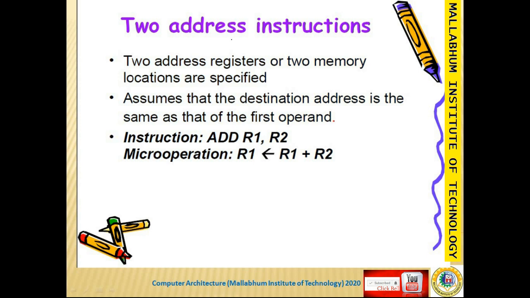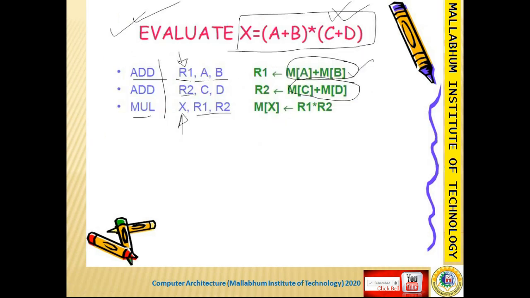Okay, so next is the 2 address instruction. The advantage of the 3 address format is that it generates a short program. Obviously it generates a short program because we increase the address field length, so that's why the program is shorter. That is the main advantage. And the disadvantage is that it uses long instructions.